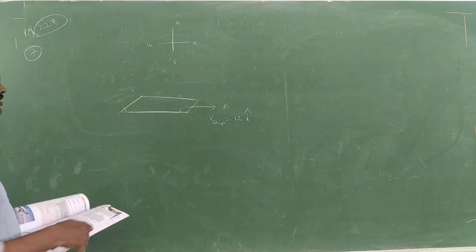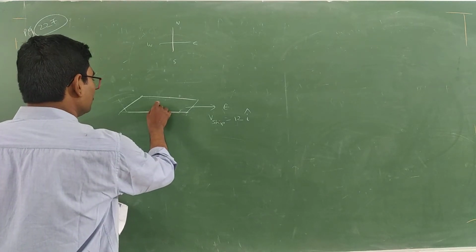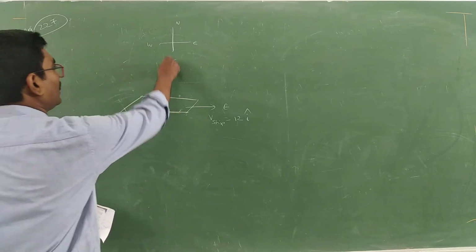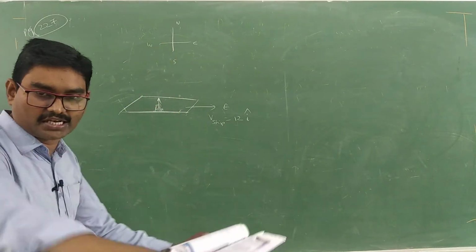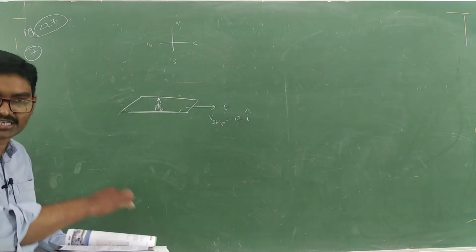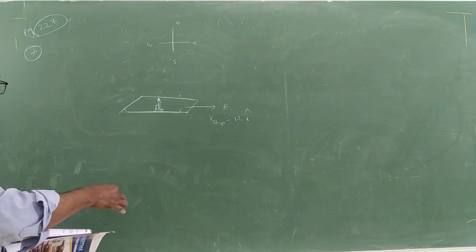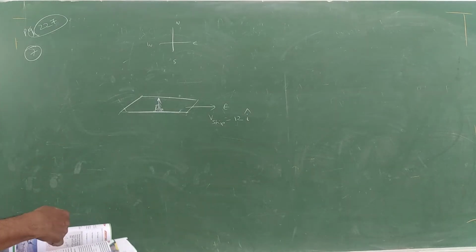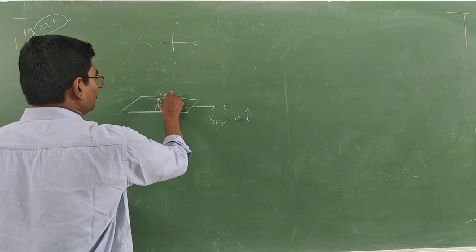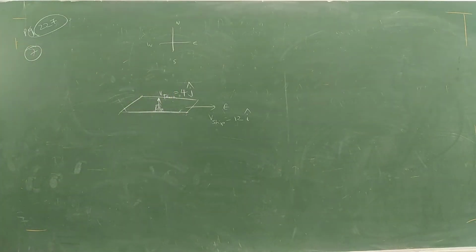Now, on this ship there is a truck. This truck is going along north. That means you just assume this is a ship, going in this direction, east. Now the truck is going in this direction, perpendicular to the length of the ship, towards north. With what speed? 4 meters per second. Velocity of the truck is 4j cap along north.